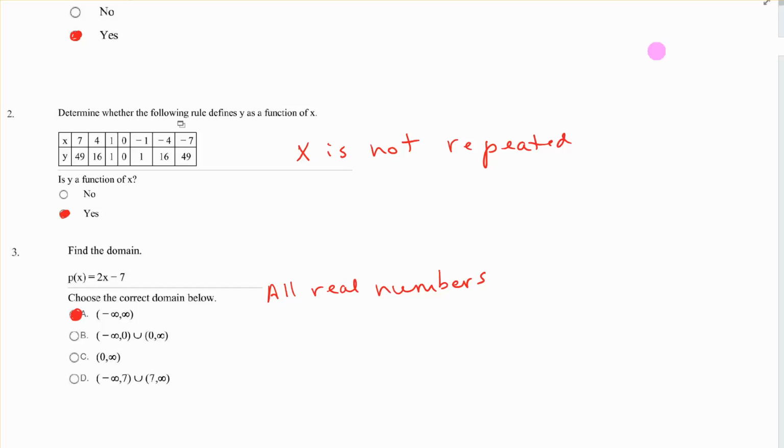How about number 2? Is that a function? Look at your x's. Is any of those numbers repeated? No. So yes, this is a function.